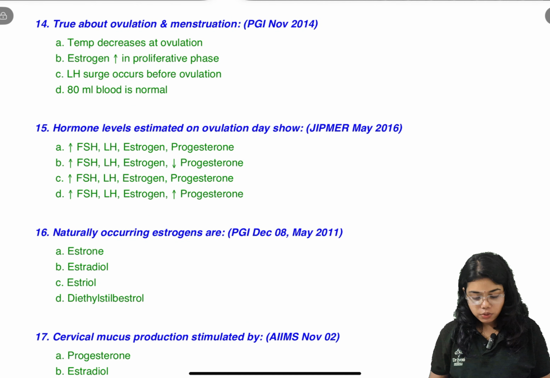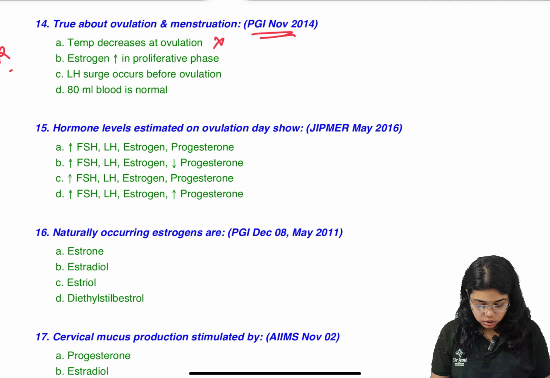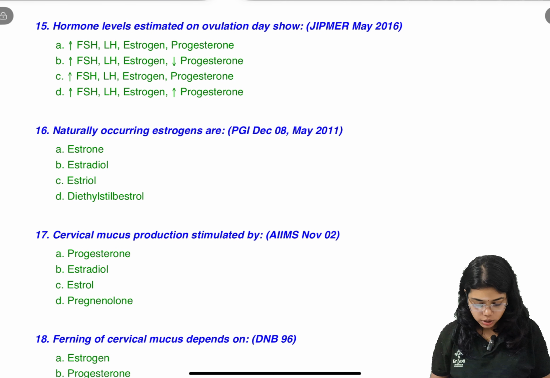Then again, true about ovulation and menstruation. Temperature decreases at ovulation? No, temperature increases, so this is false. This is also a PGI question. Estrogen increases in the proliferative phase; this one is a repeat question, so as above, I've told you the answer.